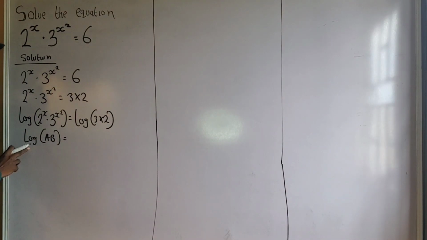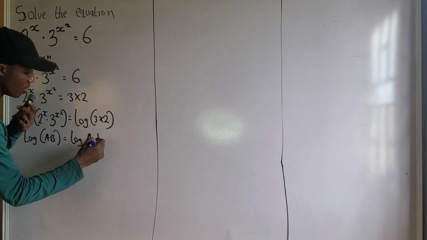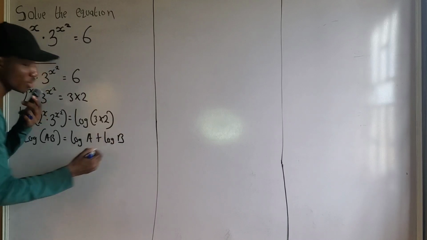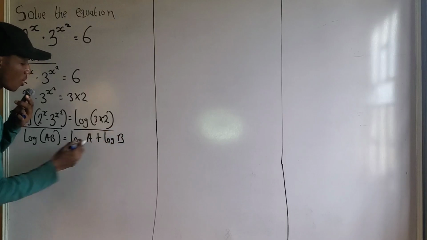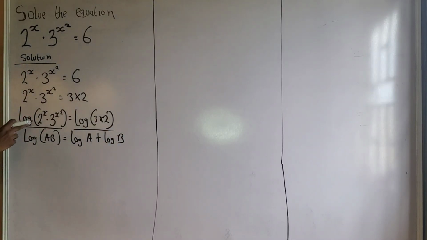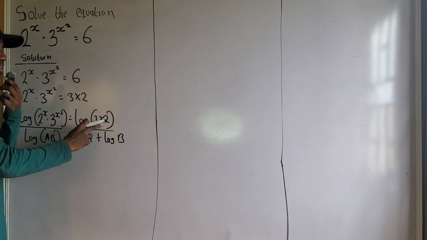That is, if I have the log of the product of a and b, I'm going to have log a plus log b. Do you understand? Okay, so I'm going to use this law on both sides, because now I'm having the logarithm of the product of 2 raised to the power of x and 3 raised to the power of x squared. Do you understand? And also, I'm having the logarithm of the product of 3 and 2.